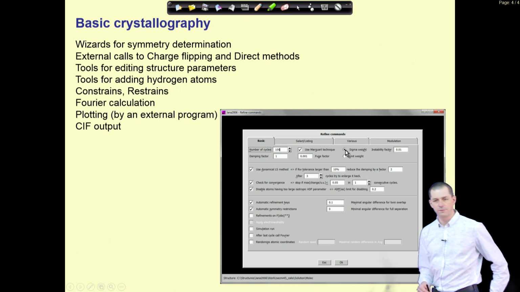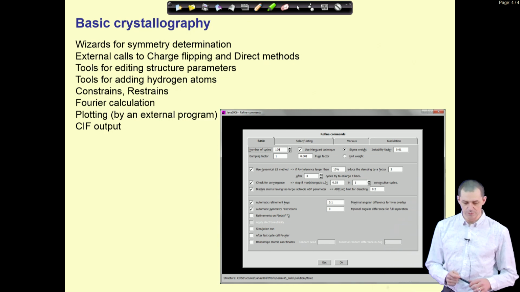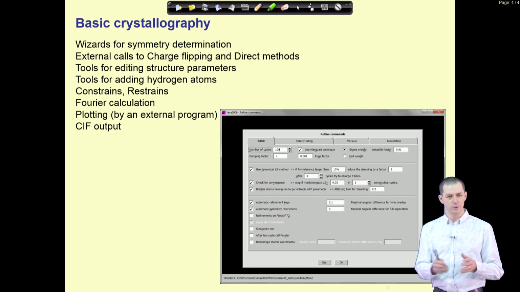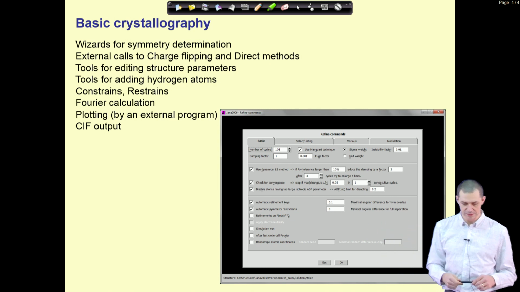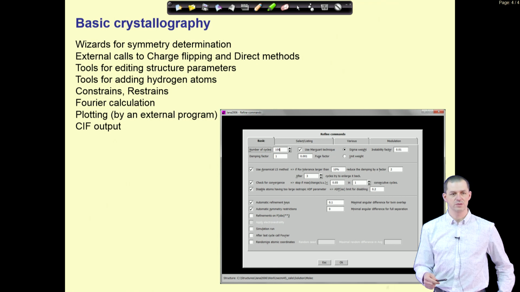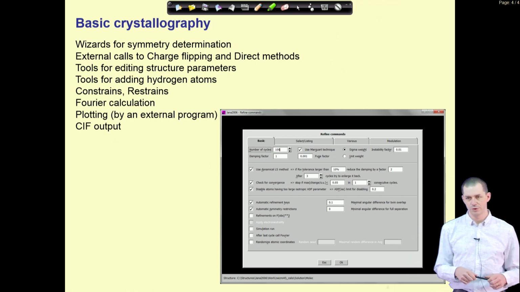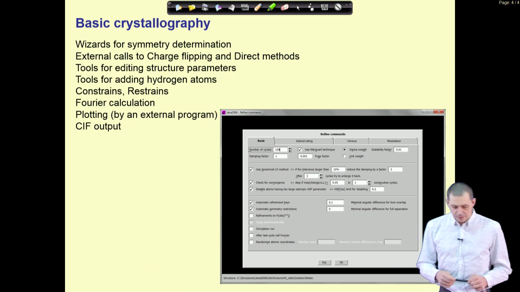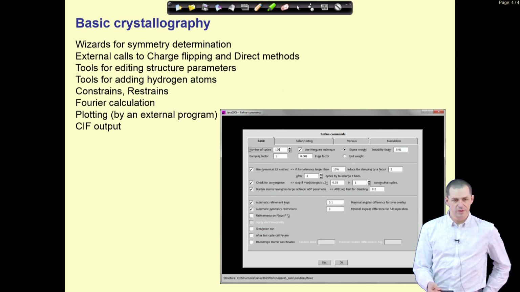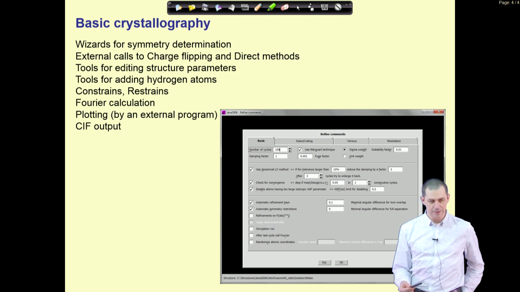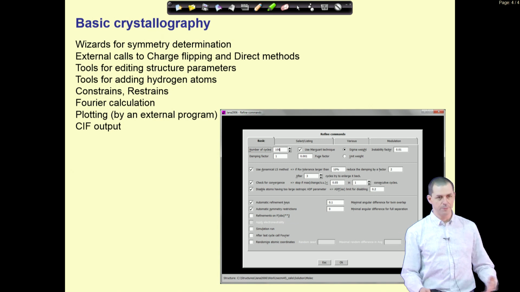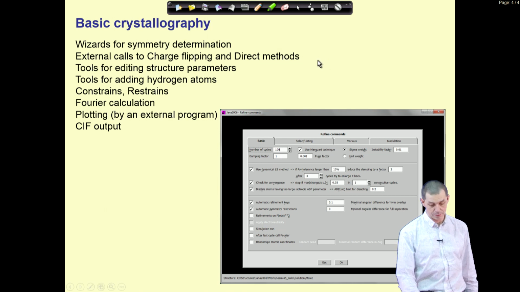Okay, so for basic crystallography, Jana has a concept of wizards. So you have a wizard for data import. So you do not need to do it manually. You are guided through the process, offered options during the process. There are graphical tools for editing structure parameters. There are tools for adding hydrogen atoms. If you need to decorate your structure with hydrogen atoms, there are tools for that. And then you can apply constraints, restraints. You can calculate Fourier maps, so electron density maps, and view that to validate the structure.